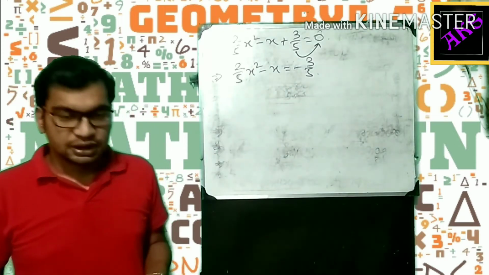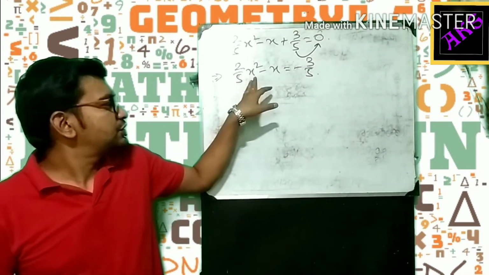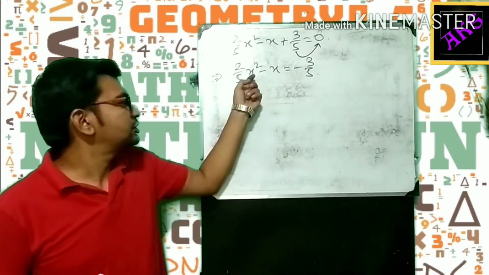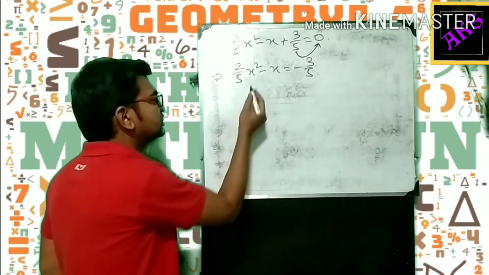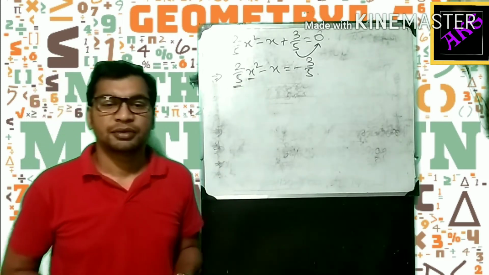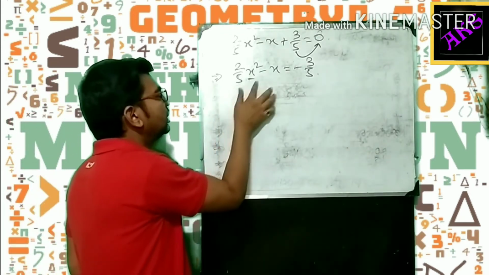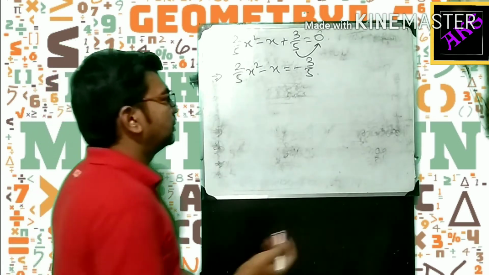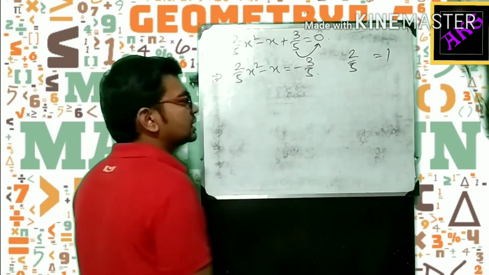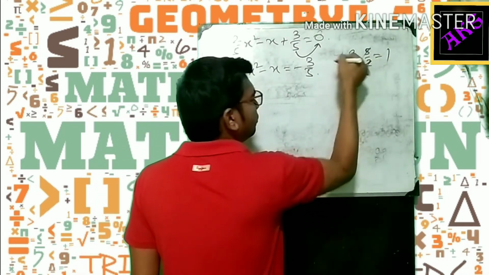Now the next step is we have to make the coefficient of x square 1. Now what is the coefficient of x square? Here the coefficient of x square is 2 by 5. We have to make the coefficient of x square 1. Now how can we make 2 by 5 into 1? If we just multiply it with 5 by 2, we'll get 1.